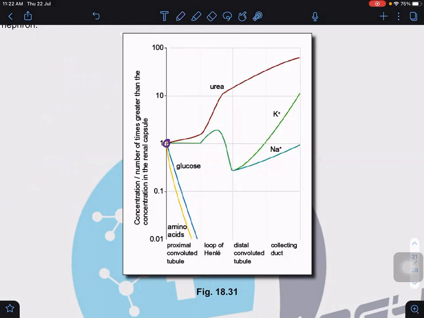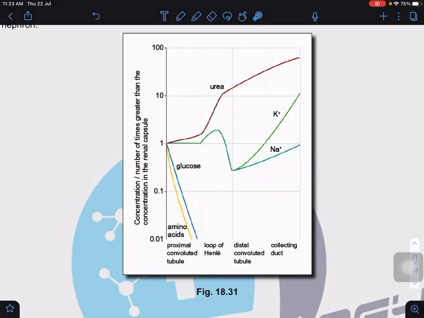So it means they compare to what? They compare to the initial concentration, how many fold greater. So in terms of glucose and amino acid, because we already reabsorbed them back, you can see that after the PCT, you won't see any trace of the glucose and amino acid. Now, how about sodium and potassium ions? Even though we reabsorb the sodium ions, correct or not? We absorb sodium ions, we absorb the potassium ions.